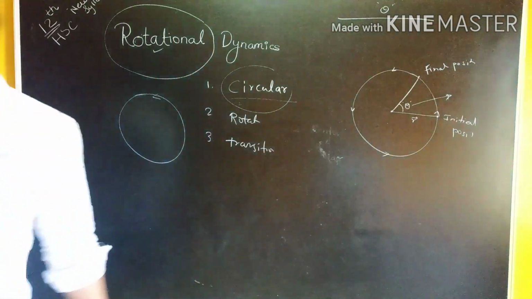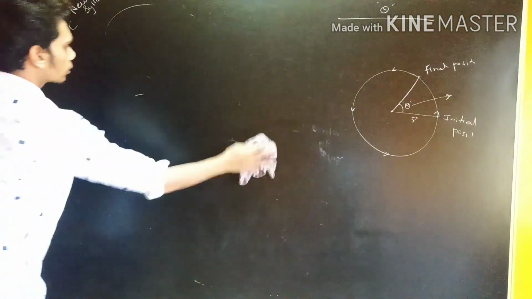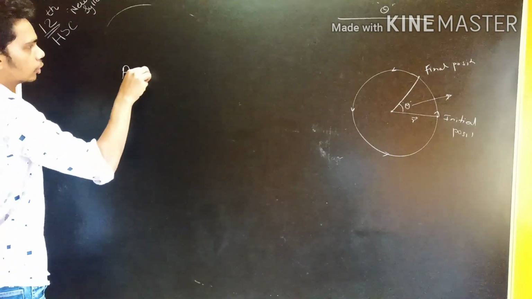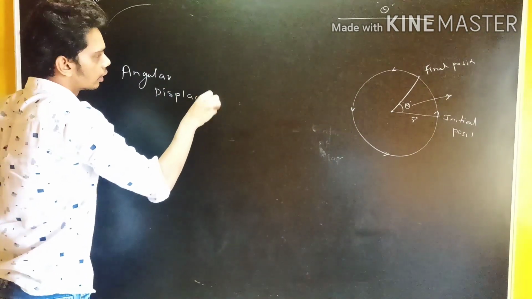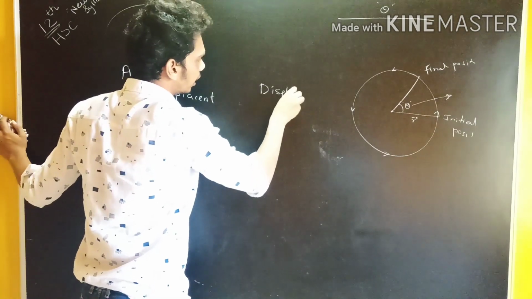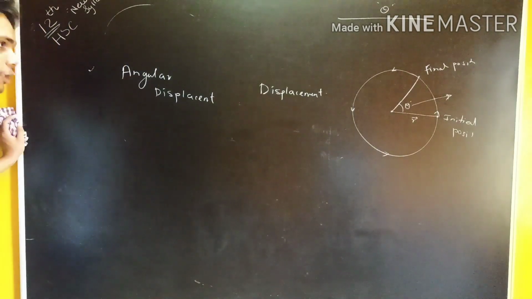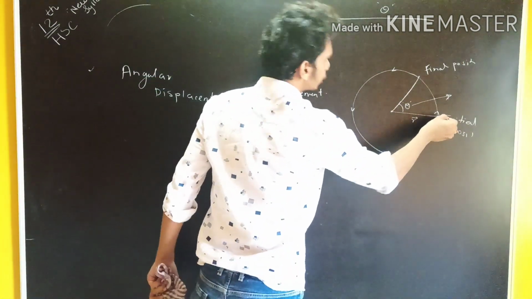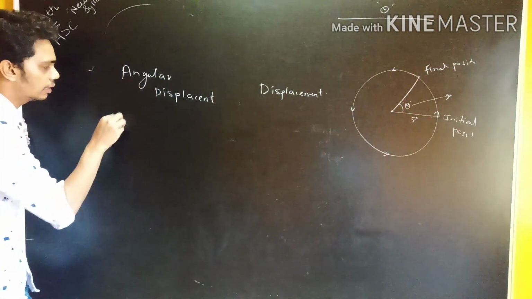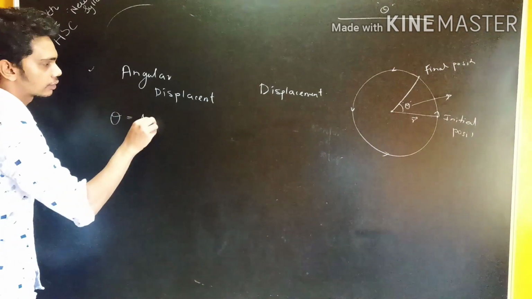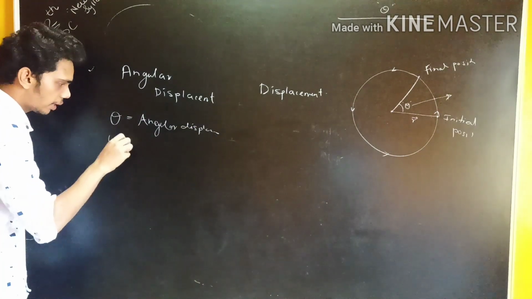Before we move ahead, we have to understand some points regarding this. So let's talk about angular displacement. That is very important, along with normal displacement. We have studied displacement from 8th, 9th, 10th standard, so we are much aware of that. But here we have to talk about angular displacement. What is angular displacement? The angle it takes to go from the initial position to the final position is called angular displacement. That is denoted by theta. So theta is the angular displacement.